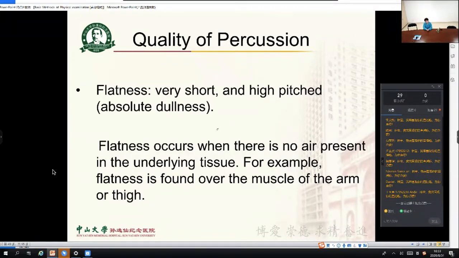Okay, flatness. Flatness is a very short and high-pitched note. It's absolute dullness. Flatness occurs when there is no air present in the underlying tissue. For example, flatness is found over the muscle of the arm or the thigh. So if you want to pick up the quality of flatness, you can do the indirect percussion over the muscle of the arms or the thighs. So this is flatness.